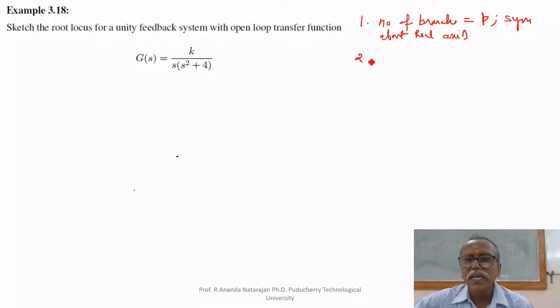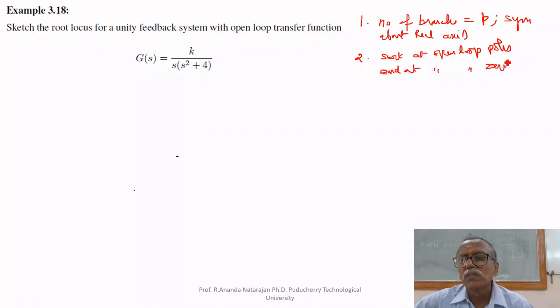Second rule says what? Root locus branches start at open loop poles, end at open loop zeros. The remaining n minus m root locus branches end at infinity.